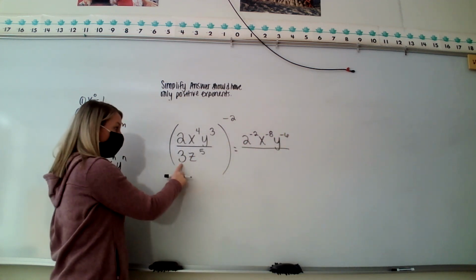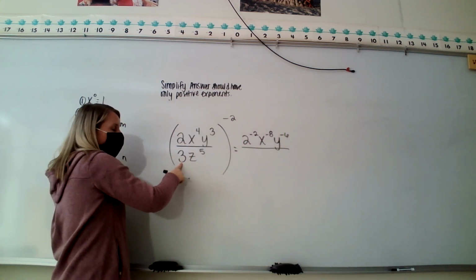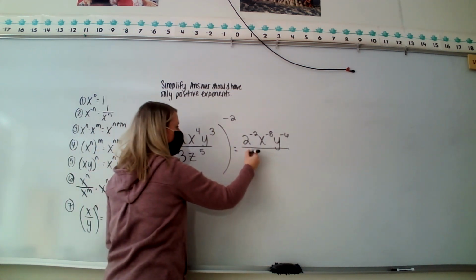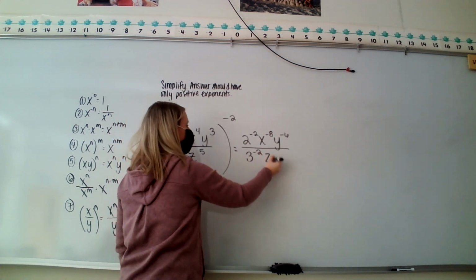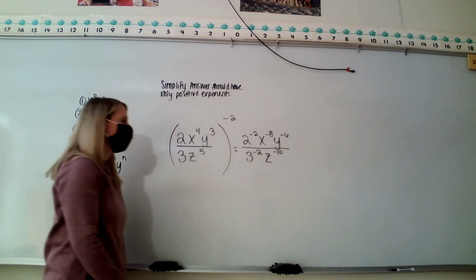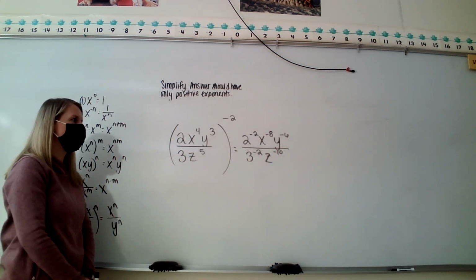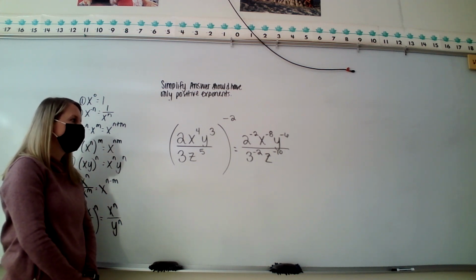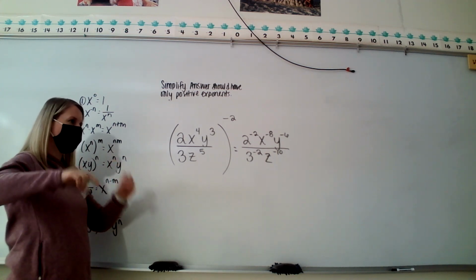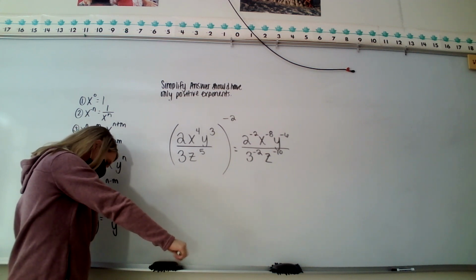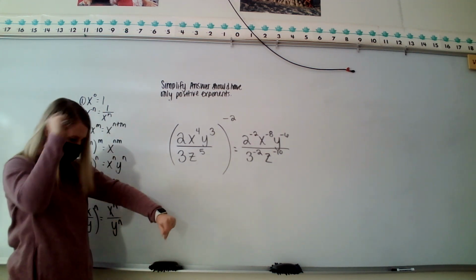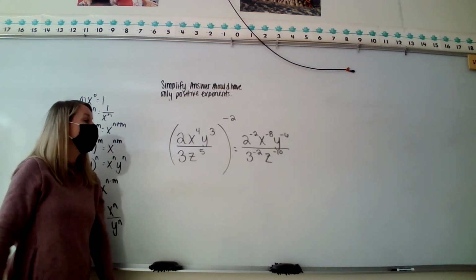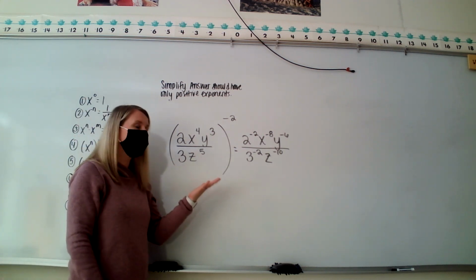Over. So these also get raised. That's all the property said. 3 to the negative second, z to the negative 10th. What am I going to have to do to every single base? Divide, subtract, add, multiply? Hey guys, is there anything to actually combine here?